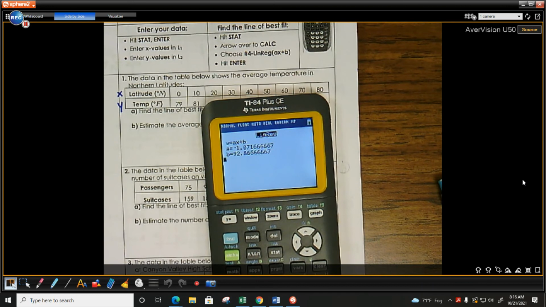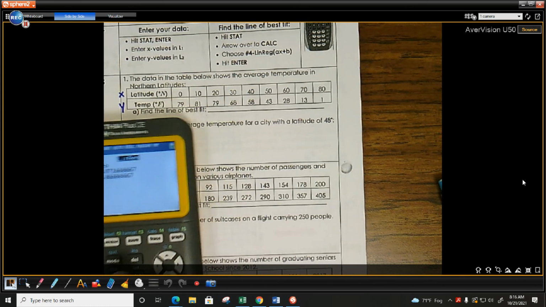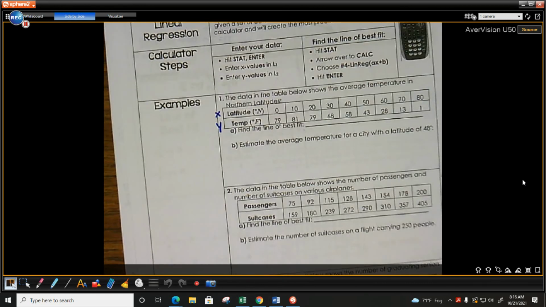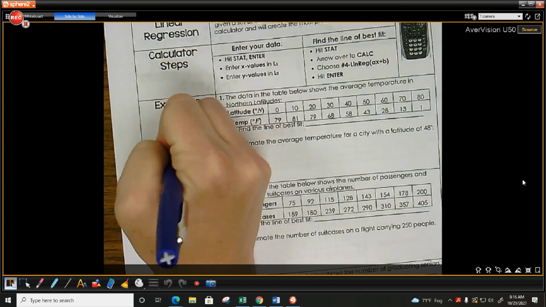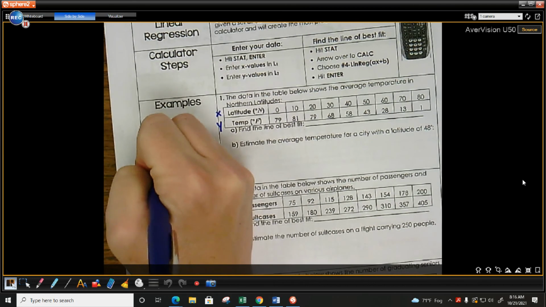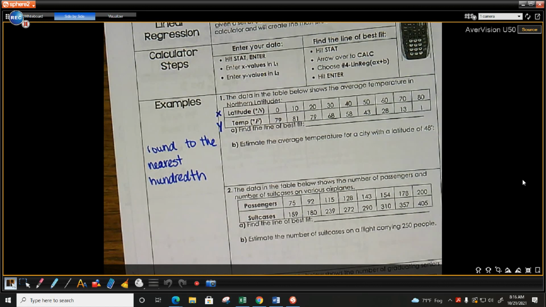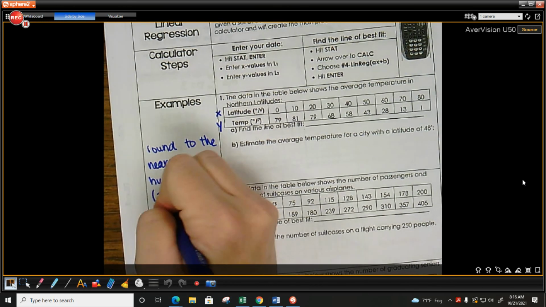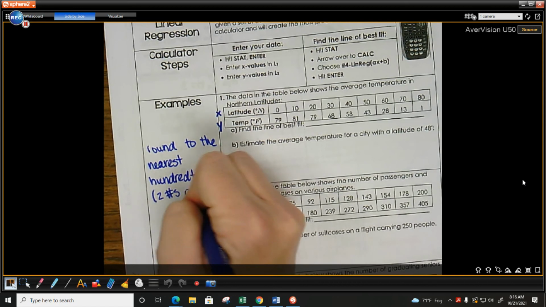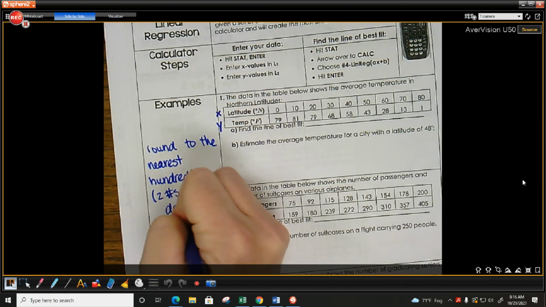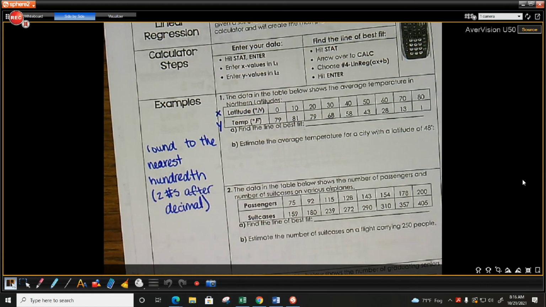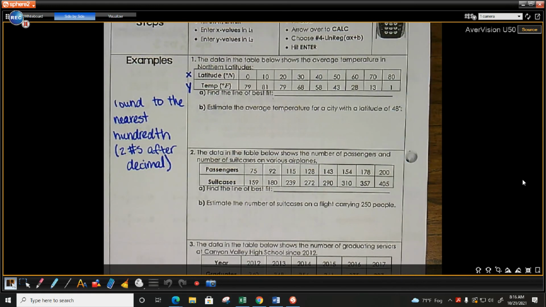Okay, we are going to round to the nearest hundredth, which is 2 numbers after the decimal. Okay. So, find the line of best fit. Well, I have my A and my B, so it's Y equals, what's my M?